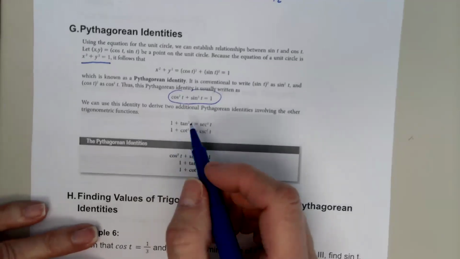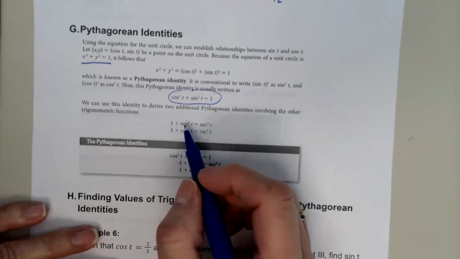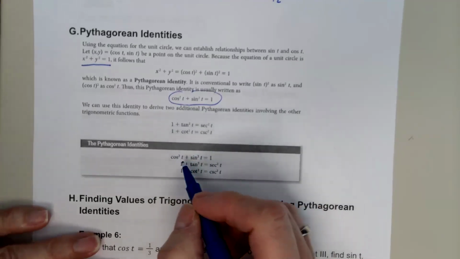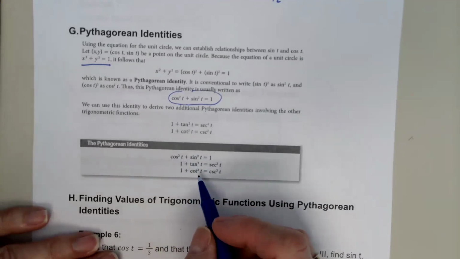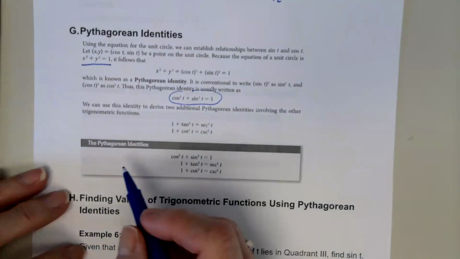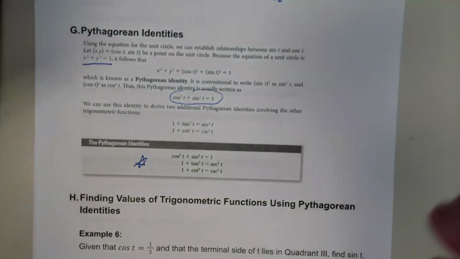And then using reciprocal values, we can also come up with 2 other identities. One of them is that 1 plus tangent squared equals secant squared. And the other one is 1 plus cotangent squared equals cosecant squared. And so these are going to be important to have by your side and know how to use them.